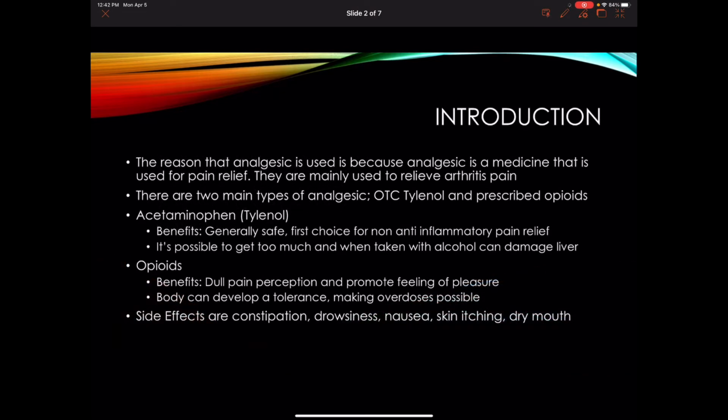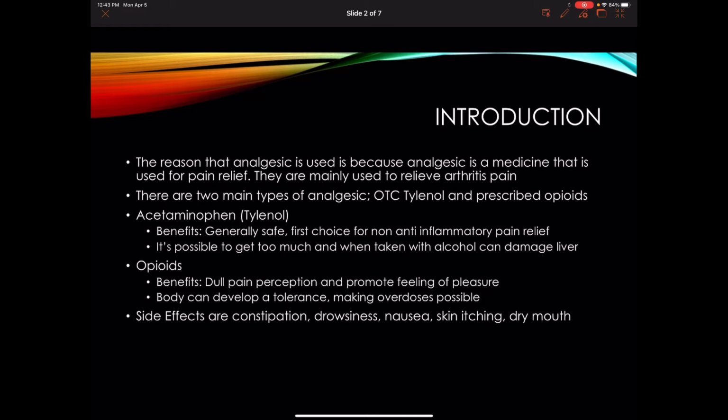So for the introduction, I want to go into a little bit of background on what analgesic is. Analgesic is a pain medicine that is used mainly to relieve arthritis pain. There are two main types of it: over-the-counter Tylenol and prescribed opioids.